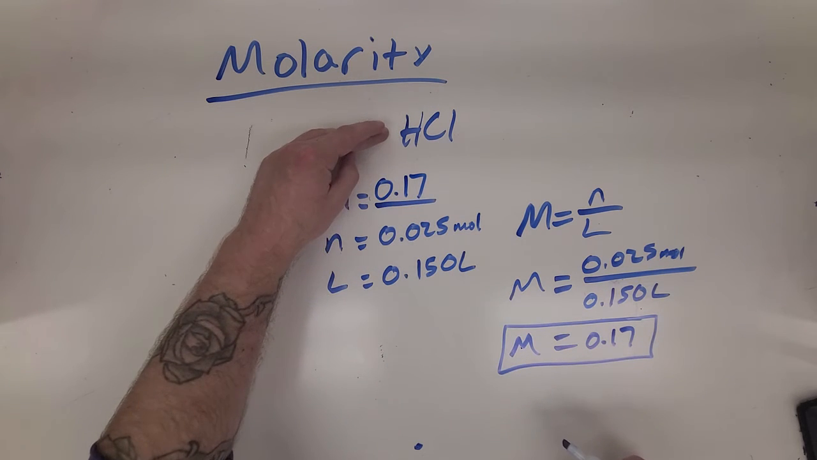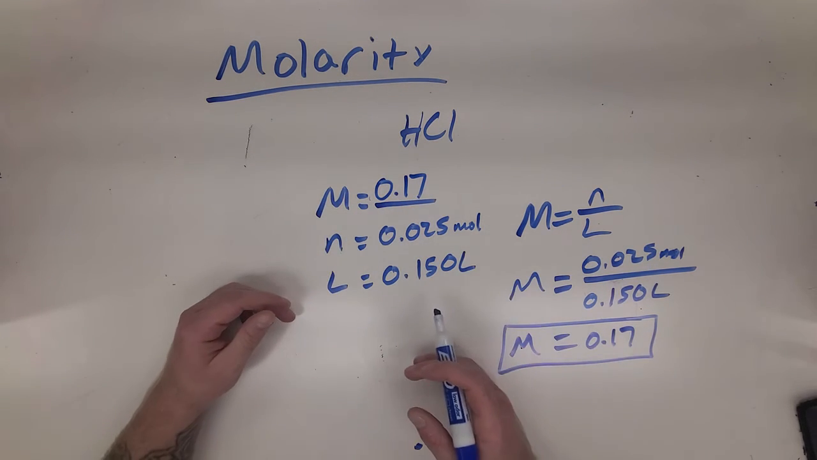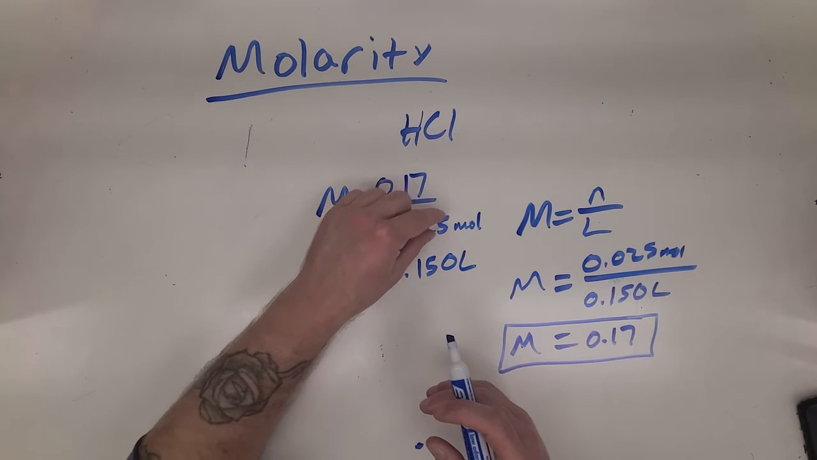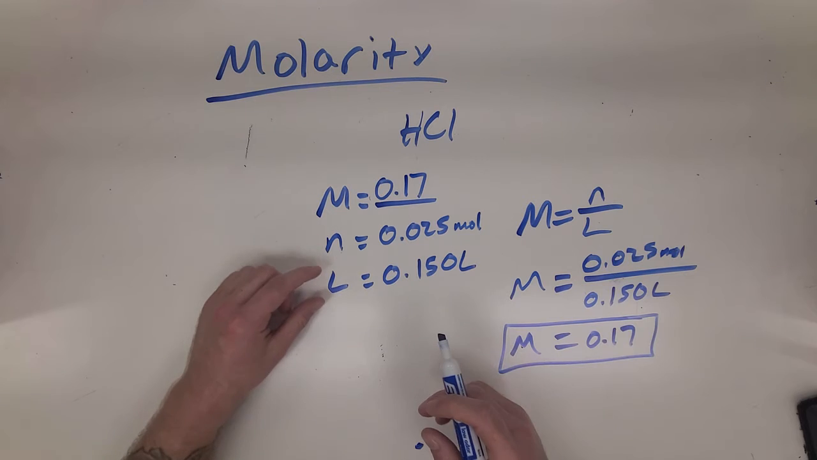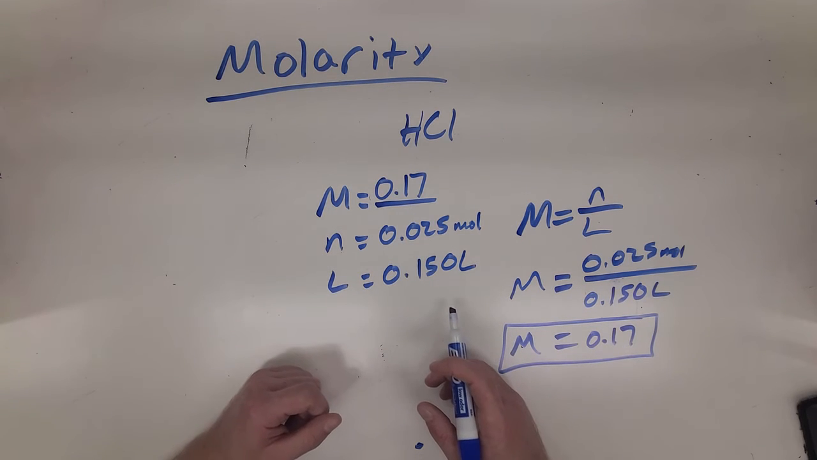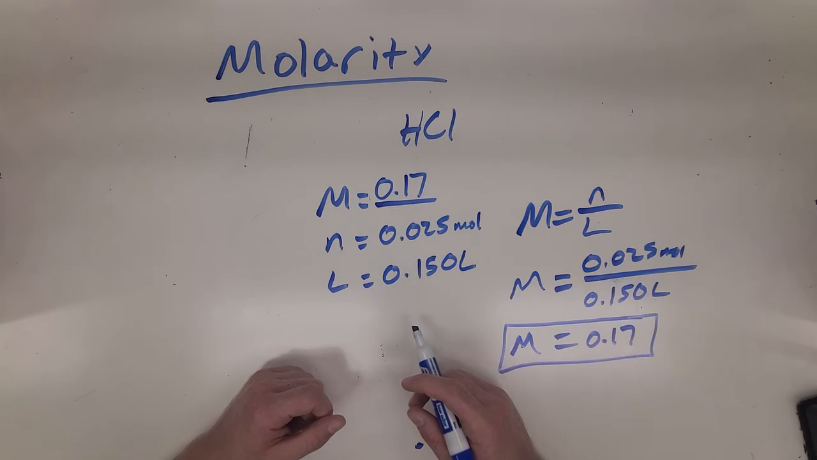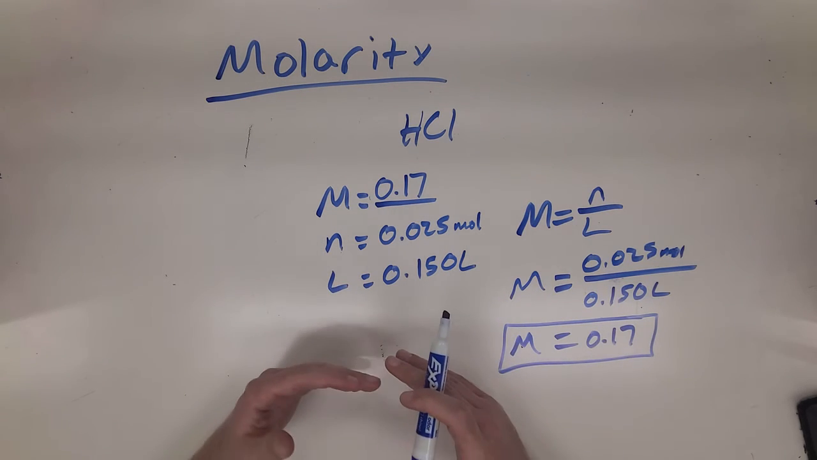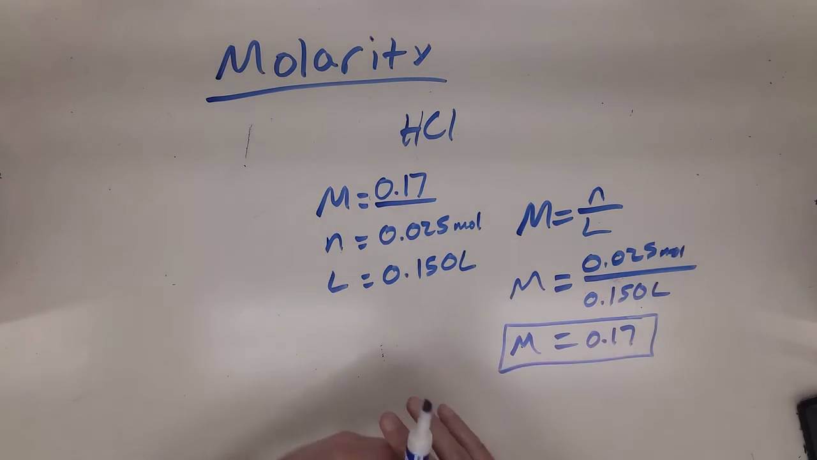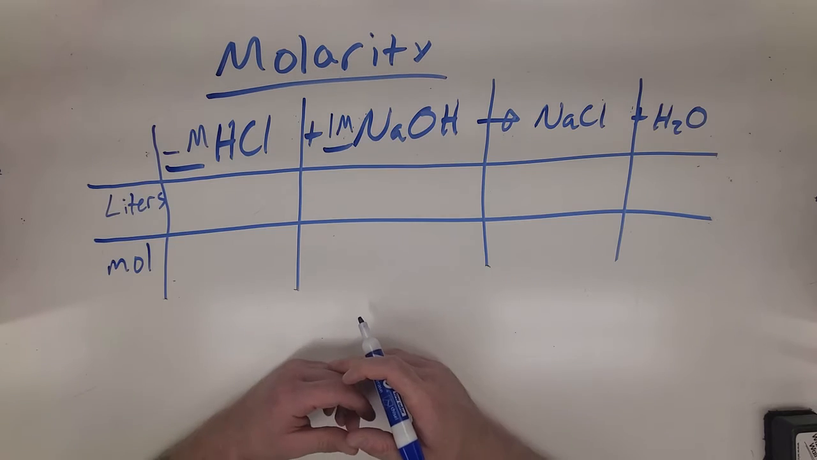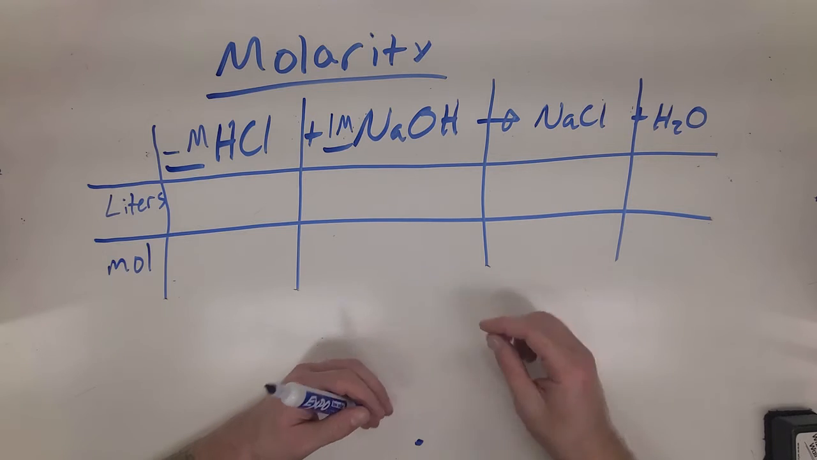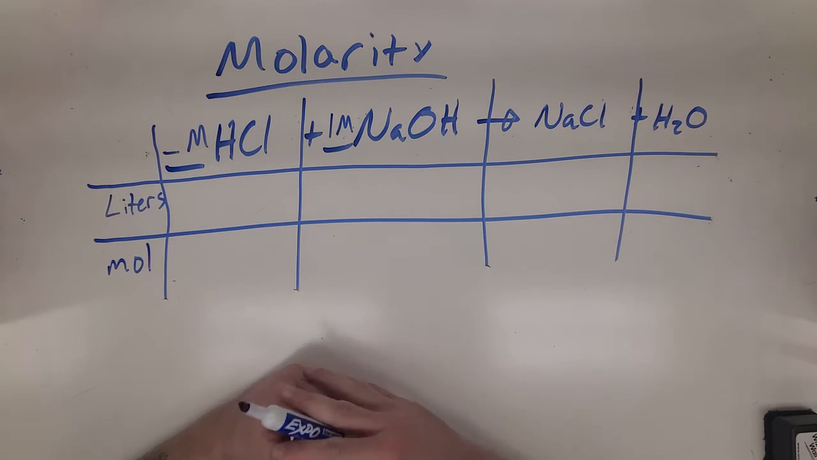of hydrochloric acid that we would have in this given sample if we knew that it contained 0.025 moles in 150 milliliters, or 0.150 liters. Let's go ahead and take a look at what this looks like in practice, like if we were actually doing some stoichiometry. For this example, we'll just look at one example because this really is just a short skill to learn for chemistry.